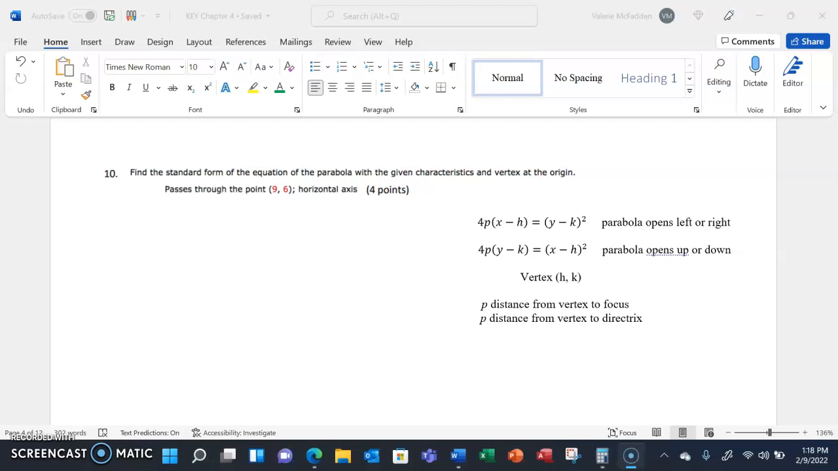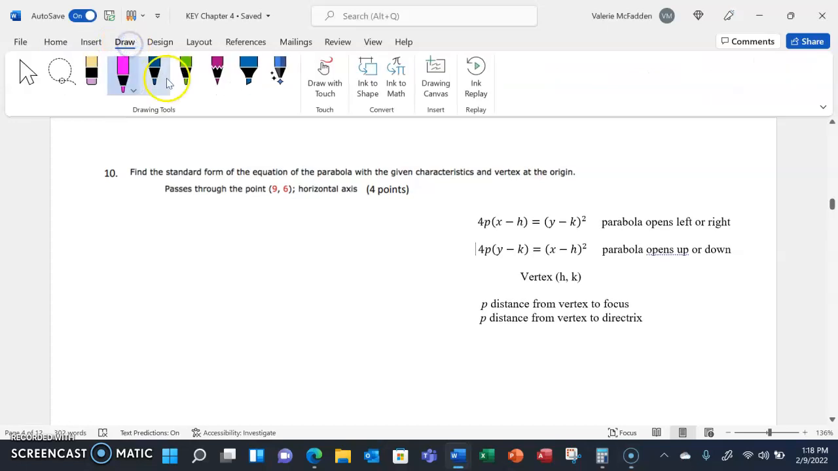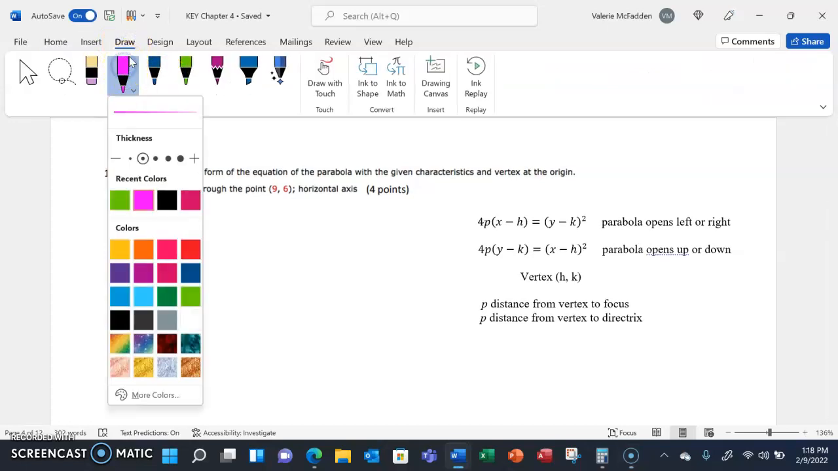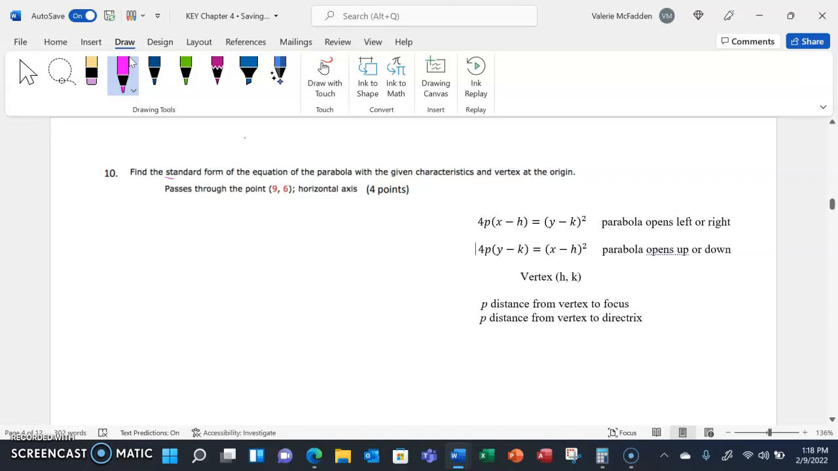In number 10, we're going to talk about parabolas. I think this is our first parabola problem. It says find the standard form of the equation of the parabola with the given characteristics and the vertex at the origin. So again, the vertex, our h, k, is at the origin. That would be 0, 0. The parabola passes through the point 9, 6 and has a horizontal axis of symmetry.